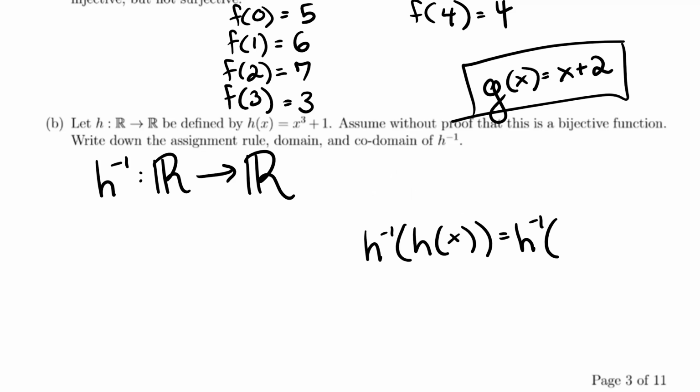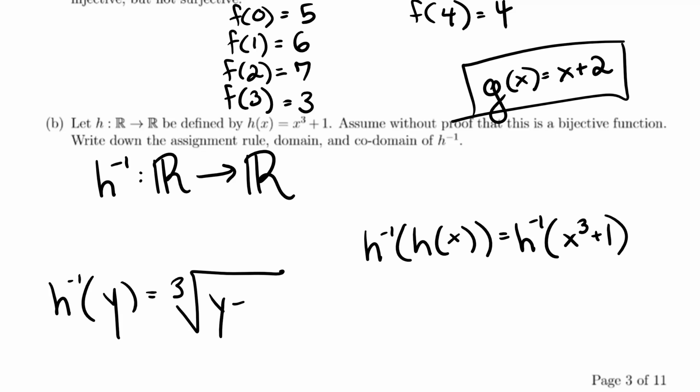So h inverse, well, where does h take x? Well, it takes it to x cubed plus 1. So what do I have to do to this to make it x? Well, I probably have to minus 1 and then cube root it. So let's try it. h inverse of, let's say y. Let's say that we took the cube root of y minus 1, because it matters what order we do that in, doesn't it? So I'm going to cube root this x cubed plus 1 minus 1.